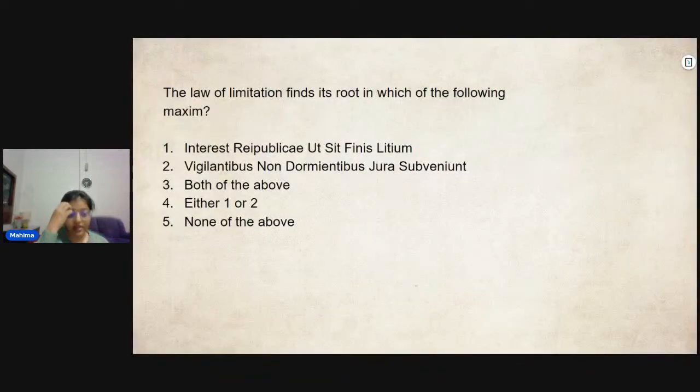Correct. Everyone is correct. The law of limitation finds its roots in which of the following maxims: interest republicae ut sit finis litium; vigilantibus non dormientibus jura subveniunt. Both of the above, either one or two, none of the above.